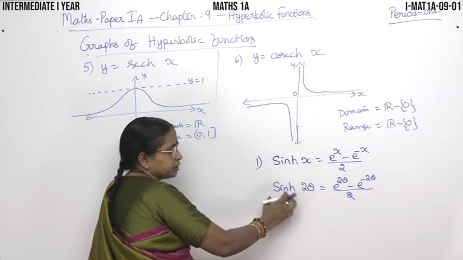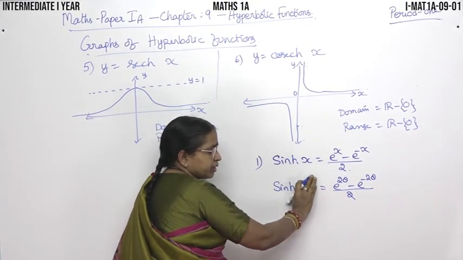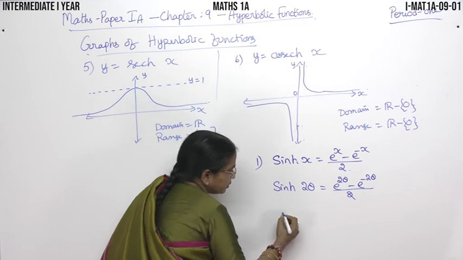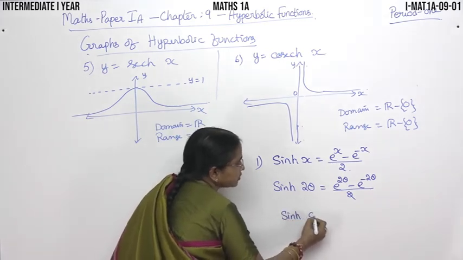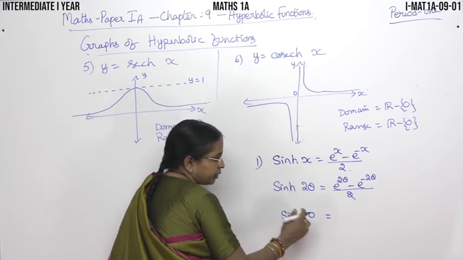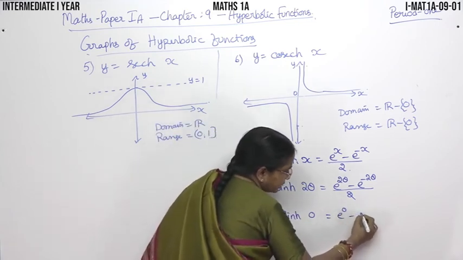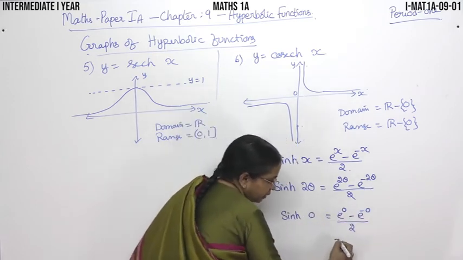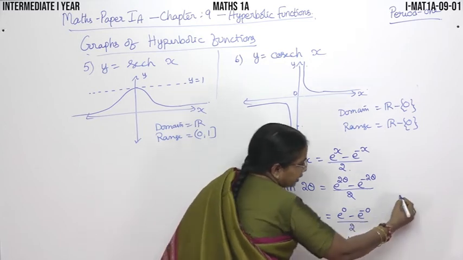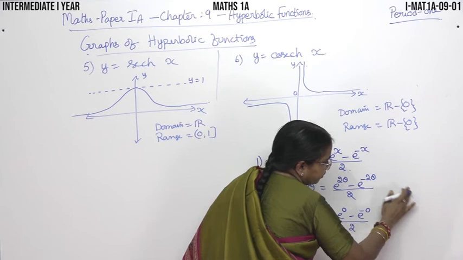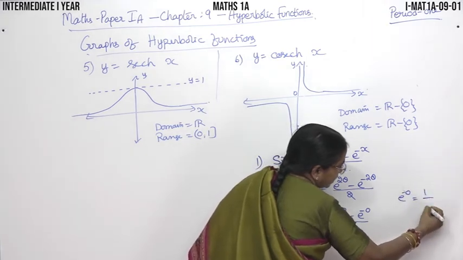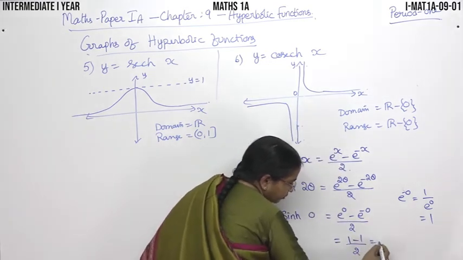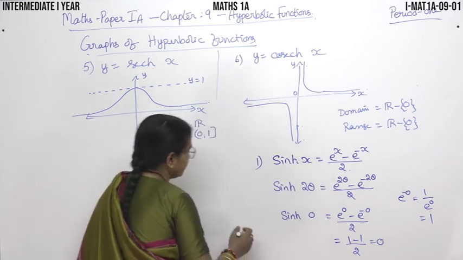So for all the functions, it is the same. In the place of x, if we have something else, you should write the same thing in the place of x in the formula. Now, suppose I need to find sin h of 0. Taking the real number x as 0, it is e power 0 minus e power minus 0 by 2. E power 0 is 1. E power minus 0 is 1 by e power 0, which is 1. So 1 minus 1 by 2 is 0. So sin h of 0 is 0.